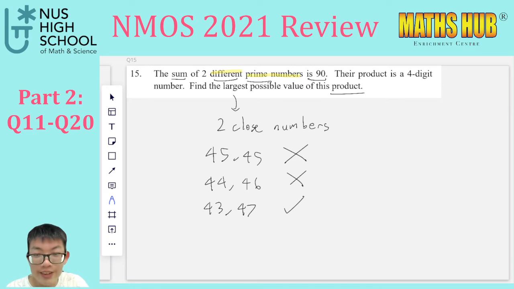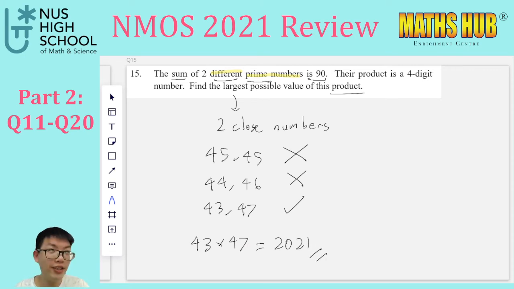One more reason why you know this must be correct is if you multiply 43 times 47, you would find it to be 2021, which is the year number. And it is a very common tradition in math Olympiads to try to sneak the year number in as many places as we can. So when you see 2021, you're probably correct.